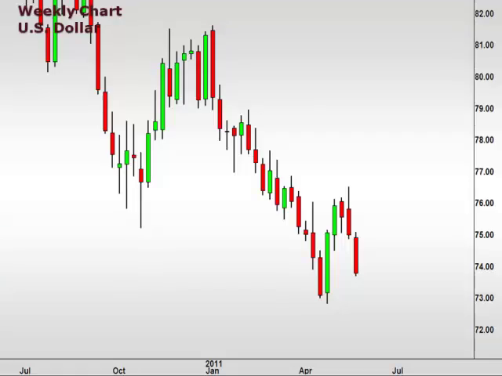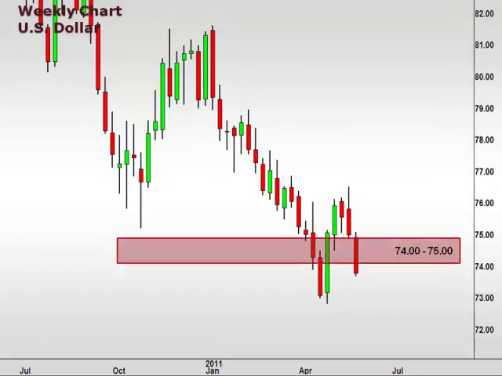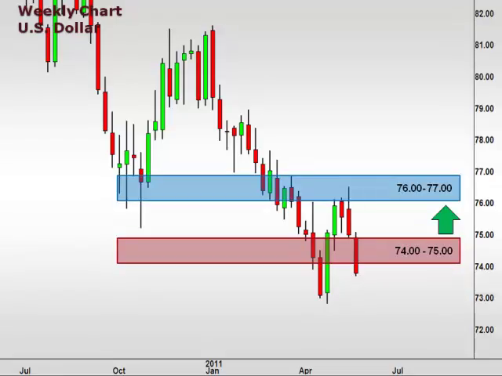Let's start with a look at a weekly chart of the U.S. dollar index. This is a great way to gain perspective as to how the dollar has been trading against a basket of currencies. As you can see here, the U.S. dollar lost significant ground last week, closing below our 74 focal zone. Without a reversal back into the 74-75 focal zone, the path of least resistance appears to be to the downside. We need to see a break above 75 to lend credibility to a resumption of the uptrend.